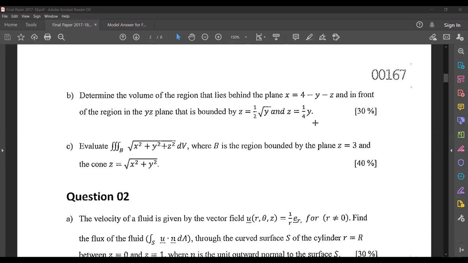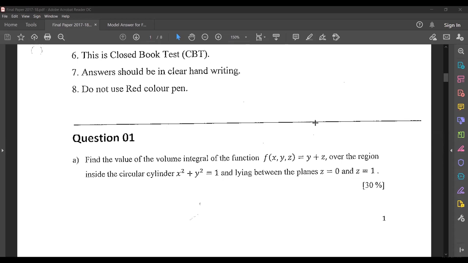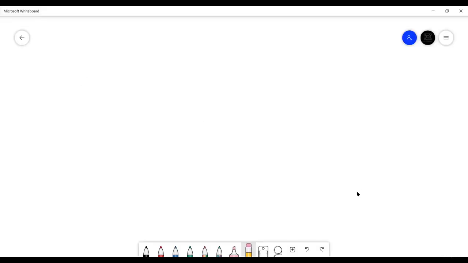Okay, question 1 states: find the value of the volume integral of the function over the region inside a circular cylinder and lying between z equals 0 and z equals 1. So this question has to be handled in the cylindrical coordinate system. We'll quickly start to work it out.